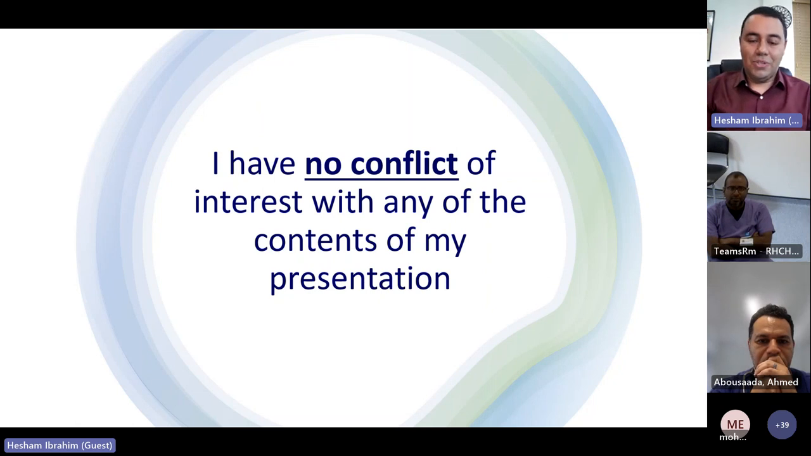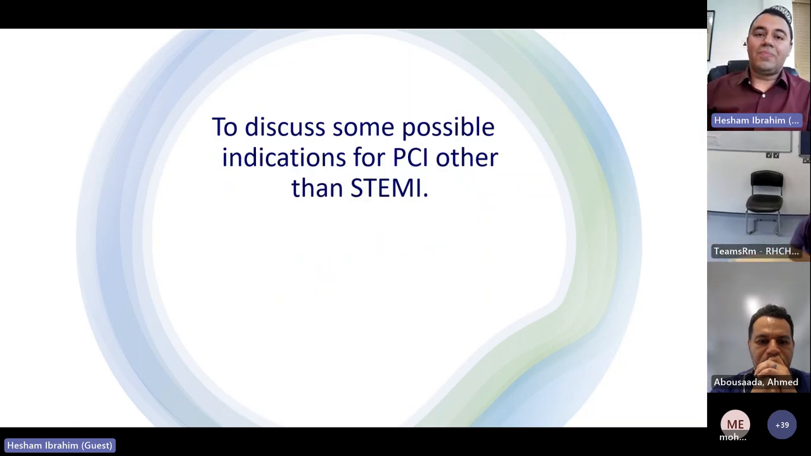And now we can move to our objectives. So we'll cover two things. The medical side of things will be to discuss the possible indications for PCI other than STEMI.